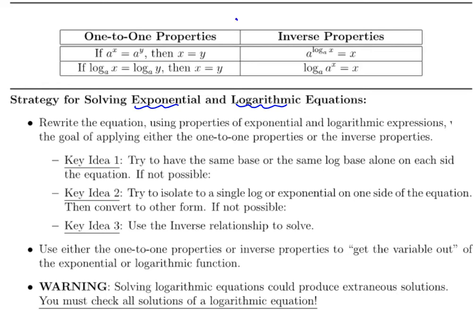We have these things on the left called the one-to-one properties. So if we have an exponent equals an exponent or a log equals a log, then we can simply expose what those arguments are. The exponent must be the exponent, or the argument must be the argument. Those things have to be equal. Or we use the inverse property of exponents and logarithms to get rid of the thing we have.